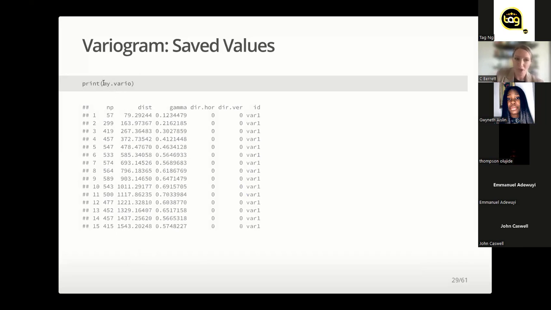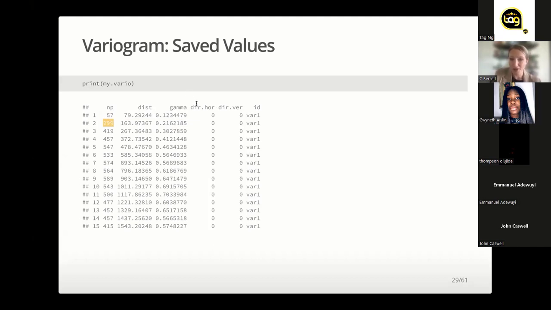So I just wanted to print out the myvario object so we could see what's in it, so we know what it is. This is the distance, so that H, what I was calling H. So at all points that are about 79 apart, the gamma, what they call gamma, is the semivariance. So the semivariance is 0.12. And the number of pairs, so the number of pairs of points that they use to compute this gamma is 57. Then at all points 164-ish apart, the semivariance is 0.22, and there were 299 pairs of points.